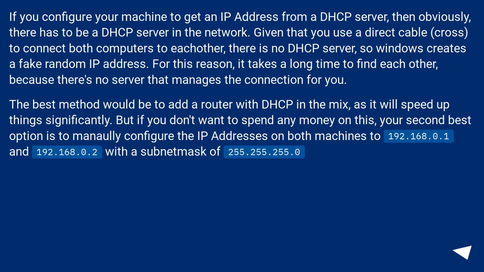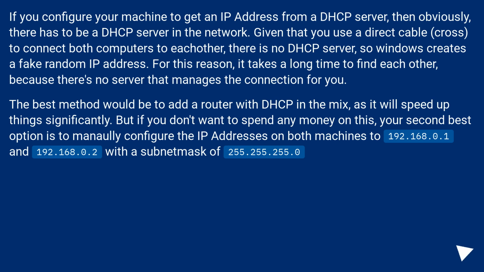If you configure your machine to get an IP address from a DHCP server, then obviously there has to be a DHCP server in the network. Given that you use a direct cable, crossover, to connect both computers to each other, there is no DHCP server, so Windows creates a fake random IP address. For this reason, it takes a long time to find each other, because there's no server that manages the connection for you.